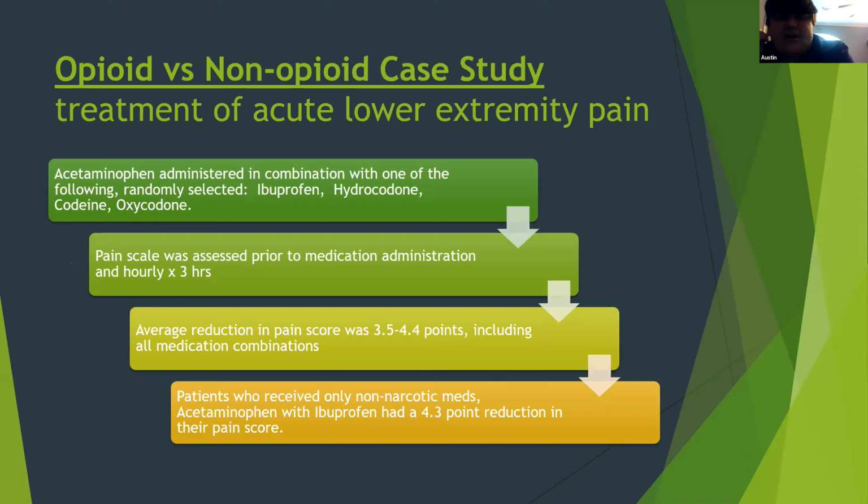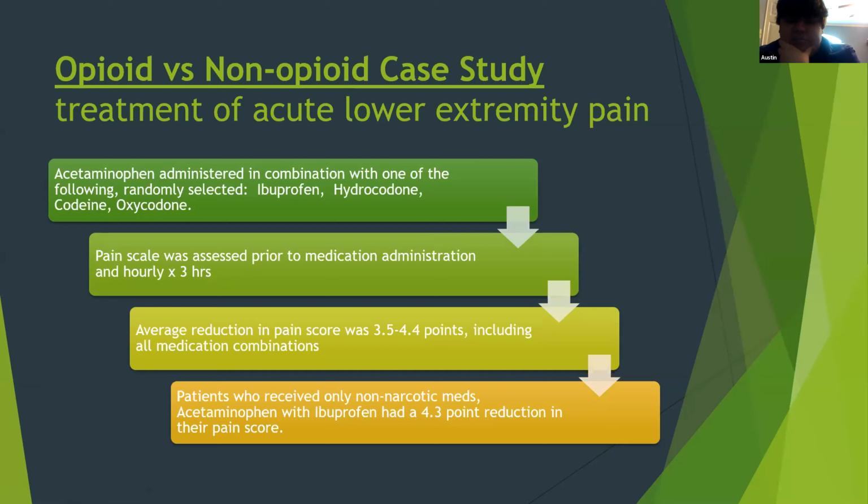So another case study goes over opioid versus non-opioid medications for pain relief of acute lower extremity pain. Acetaminophen is administered in combination with one of the following randomly selected medications: ibuprofen, hydrocodone, codeine, or oxycodone. Their pain scale was assessed prior to medication administration and hourly 3 times afterward. The average reduction in pain with all of these medications was from 3.5 to 4.4 points.